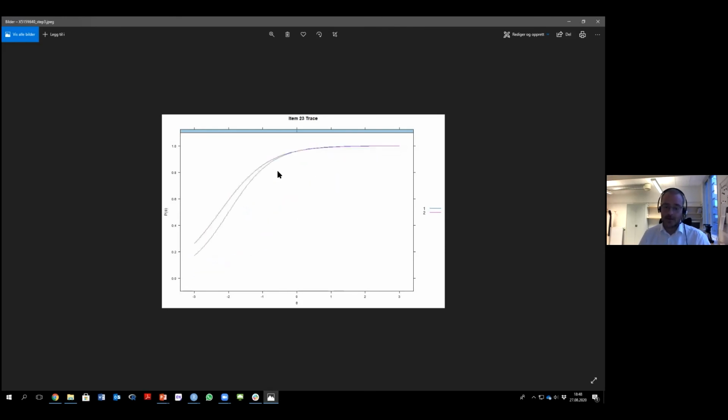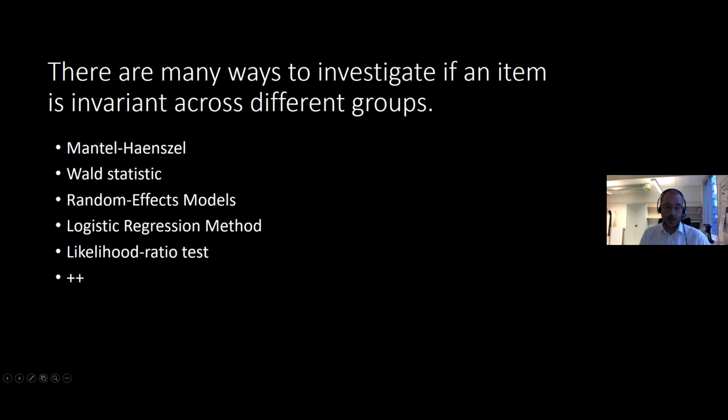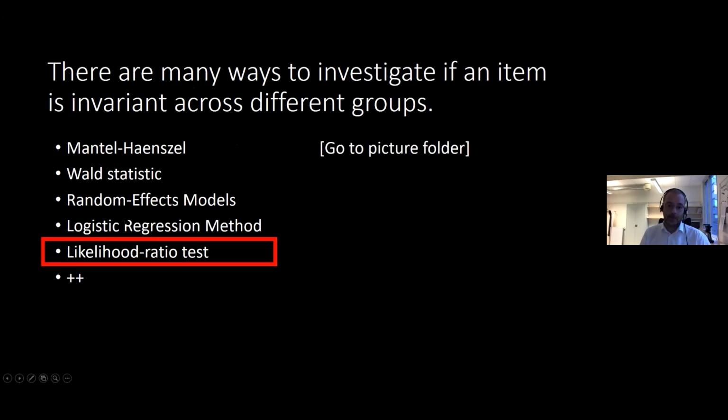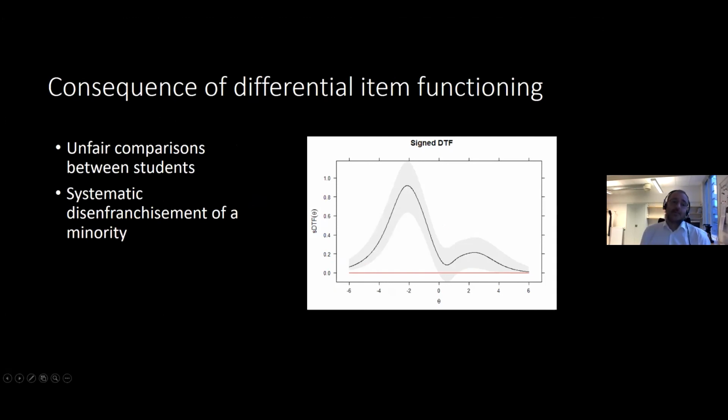But most of these items functioned quite well. This one wasn't that great. And there's also one that was quite horrible. This one. So this one measures very badly in the group we had as a focus in this analysis. This is the method that I just briefly skimmed through, but there's a bunch of other methods, and I skipped over that. But if you let these items be estimated freely, you avoid a situation where you have unfair comparisons between students.